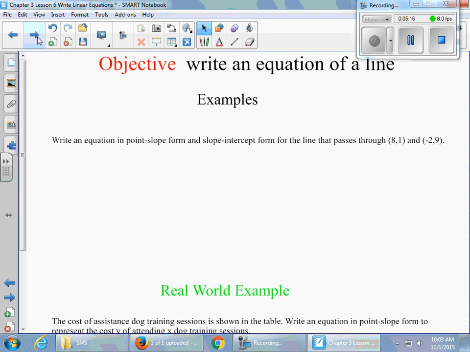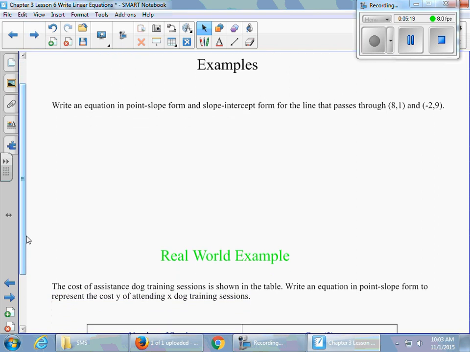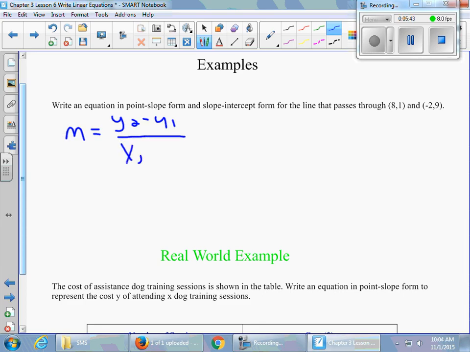Okay, another example. Write an equation in point-slope form and slope-intercept form for the lines that pass through (8, 1) and (-2, 9). Well, first of all, we always have to find the slope. So now we're going to have to find slope formula. Remember how to find the slope formula. Slope formula is m equals y2 minus y1 over x2 minus x1.